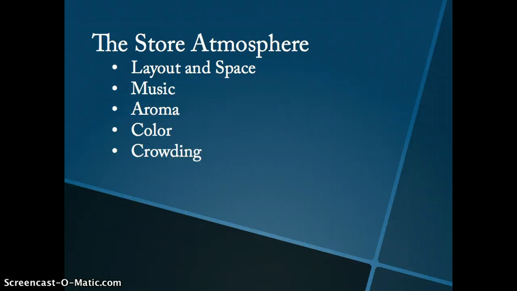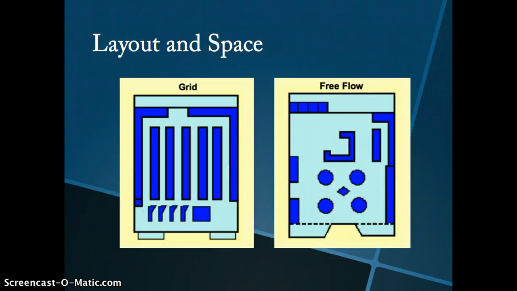A few of the things that really go into the store layout are the layout itself in terms of the space, music, aroma, color, and crowding. In terms of looking at the layout and space, although there are several different versions, grid and free flow are the most common, as stated by the University of West Georgia. Grid tends to be used more in markets and grocery stores, for example. Free flow tends to be used more in the fashion industry, and although both have their advantages and disadvantages, we can take a look at those to see what benefits and not-so-benefits come from each of those.